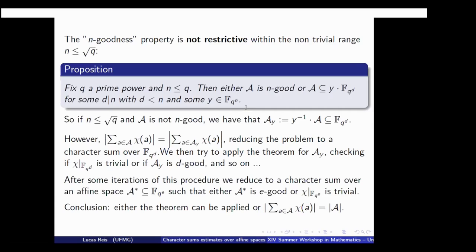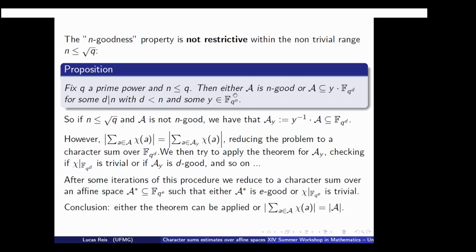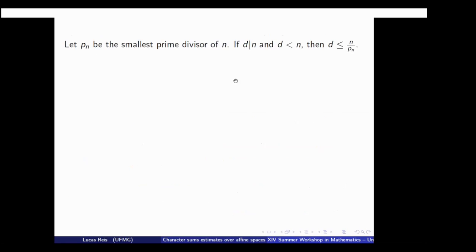This is a straightforward application of these n-good affine spaces. We can just use a dimension argument to verify that an affine space is always n-good, right?